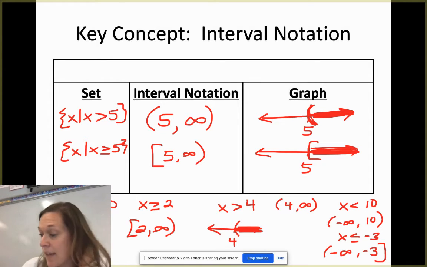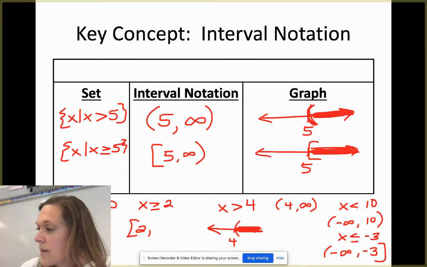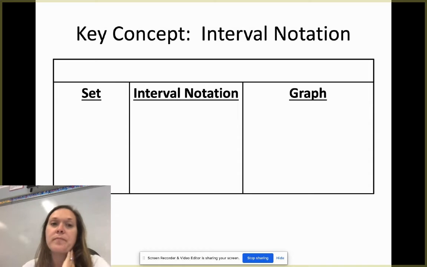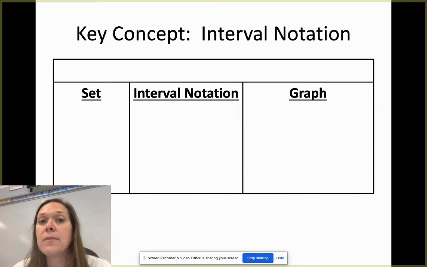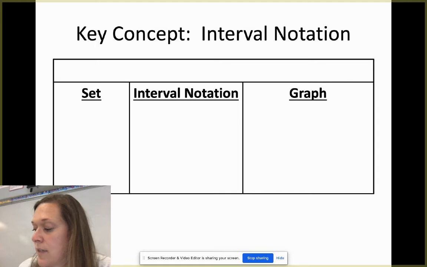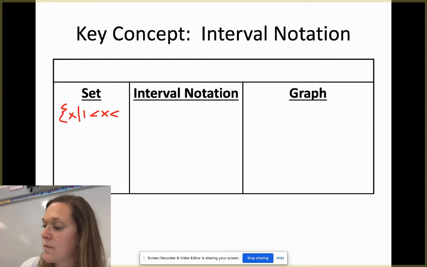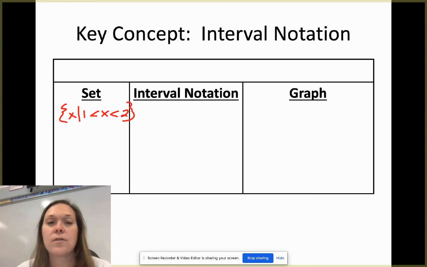Okay, do we think we have the hang of that? Okay, so now let's do our special cases. So still working on the same table. What if we had a lower or an upper bound that was not infinity? So what if we were doing something such as the set of all x values where x is between two numbers? I'm going to go 1 and 2. Those are two good numbers.